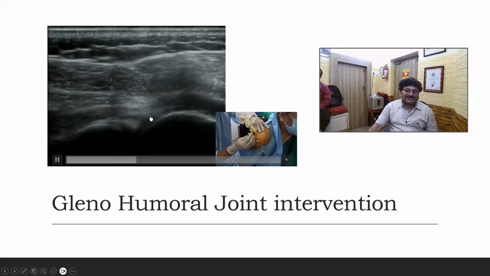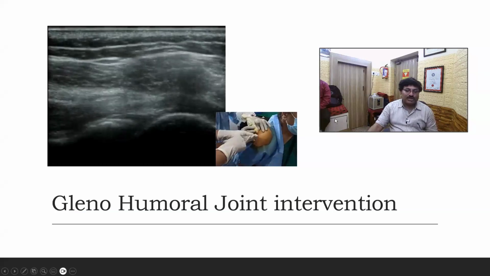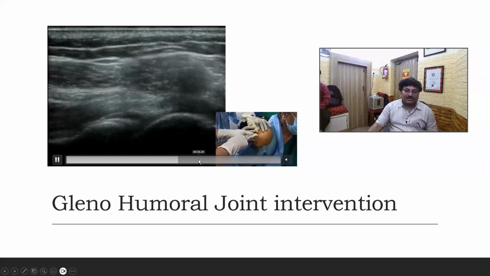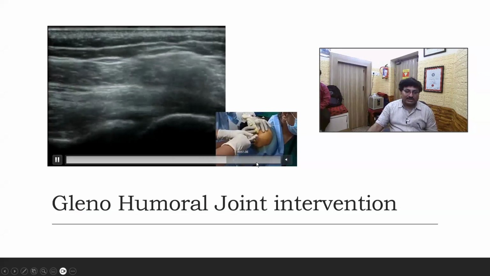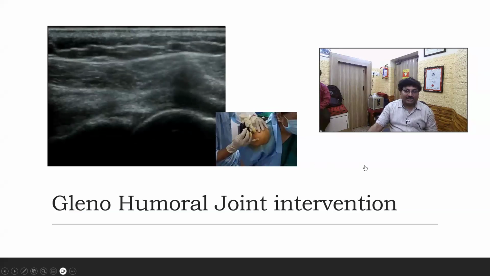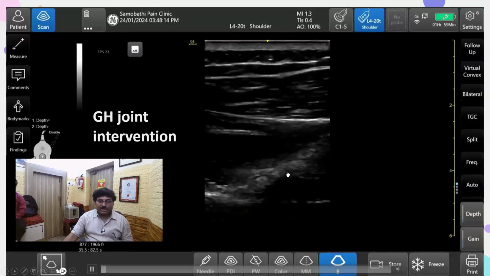And definitely as the angle is comparatively steep, so we can see only the tissue movement. Seeing the full needle sometimes is difficult, but you can see and appreciate the needle going at this point. Then we are injecting the local anesthetic and steroid there. Okay, so this is the glenohumeral joint intervention. This is another picture of the same glenohumeral joint intervention.